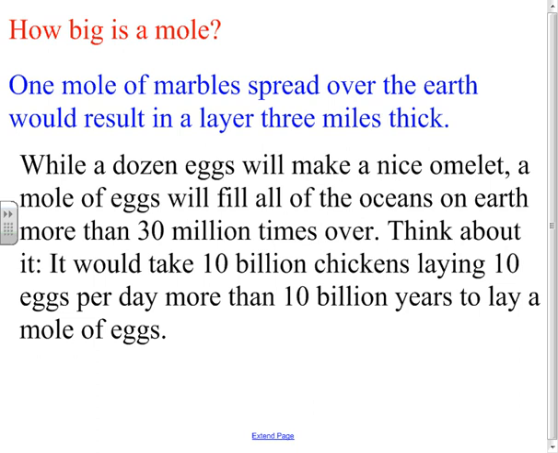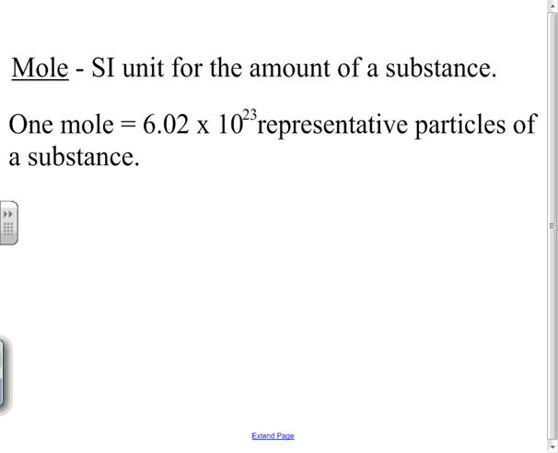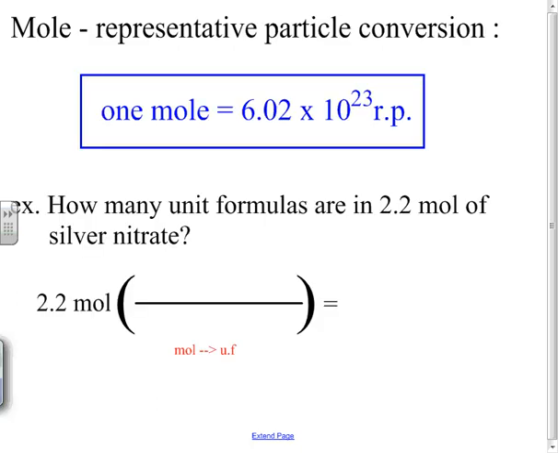But since chemistry deals with very, very small particles, you need a lot of them to make up a significant amount, and so 1 mole is Avogadro's number. To convert between moles and representative particles, the equivalence is 1 mole equals Avogadro's number.